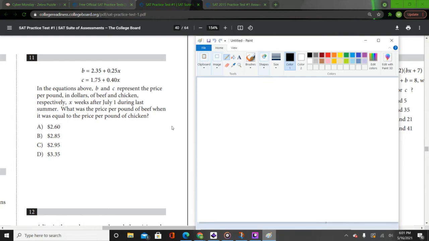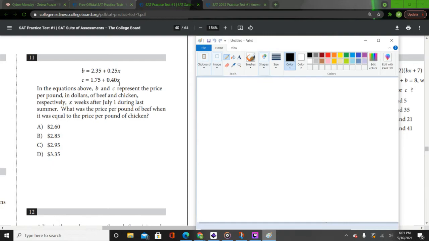Right. So let's just get back to the problem. But yeah, make sure to voice what you want to be seen, I suppose. Right. So we have these two equations, and so this is the price of beef, and this is the price of chicken, and this is x. And it's asking, really the last line is what it's asking: what was the price per pound of beef when it was equal to the price per pound of chicken?